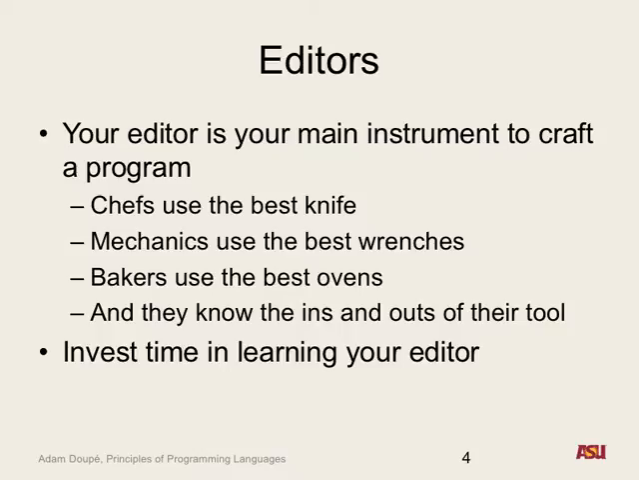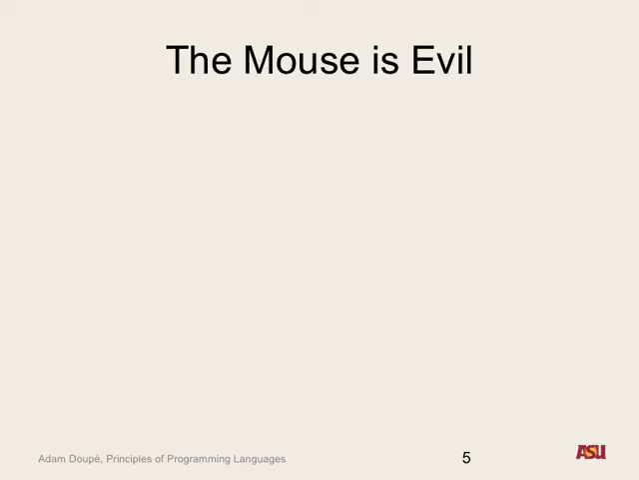A little segue, because this is where all this is going. We're talking about efficiency. The mouse is evil. I guess I should update this: the mouse and trackpad are evil. I didn't think about that. Why are they evil? Because they're not efficient.